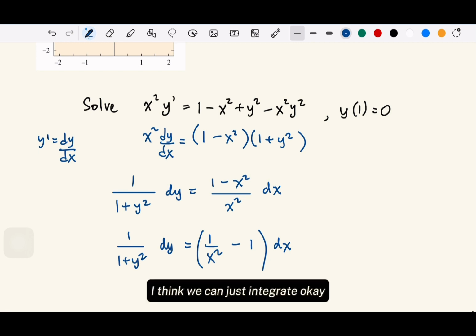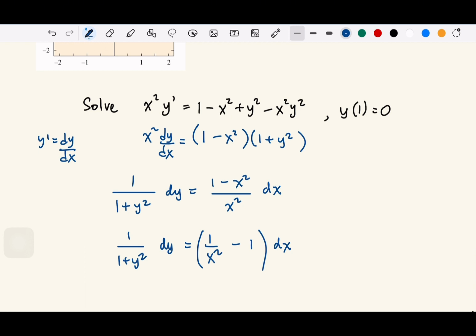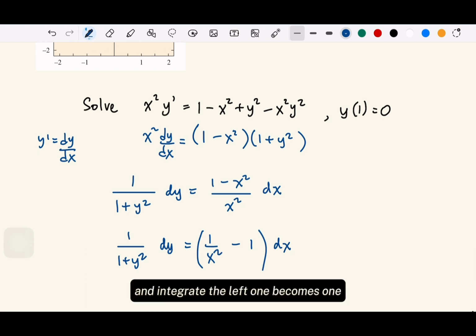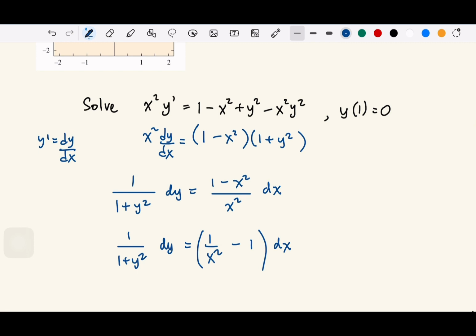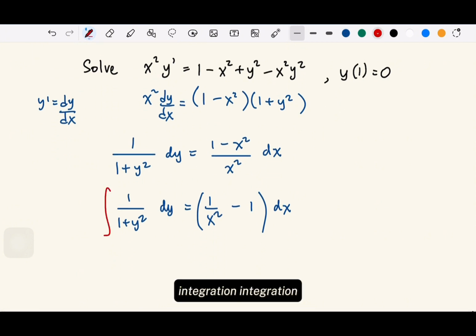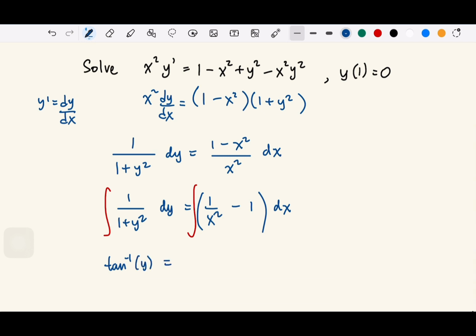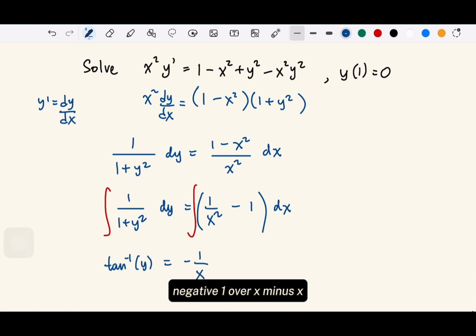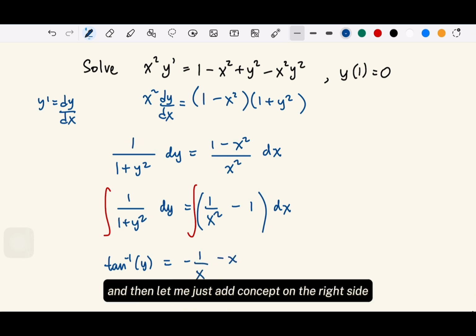And I think we can just integrate. You can integrate the left equation and the right equation. The left one becomes what? Tangent inverse, or arctangent. So this will be tangent inverse y. And then 1 over x squared becomes negative 1 over x, minus x. And then let me just add a constant on the right side.